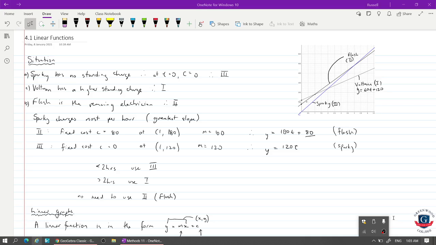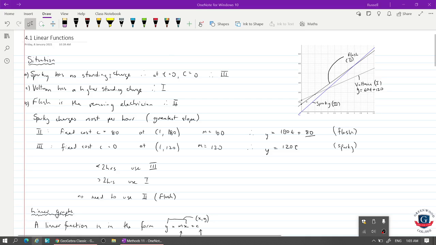We have 3 electricians, Sparky, Voltman and Flash, and their charge rates are graphed on the graph here on the right hand side. But we're not told which is which, so we have to figure it out. Now, each charge rate has 2 components, the fixed rate, which gets charged regardless, and an hourly rate. The fixed rate is represented by where it crosses the y-axis. The hourly rate is represented by the slope of the curve. So let's see what I mean by that.